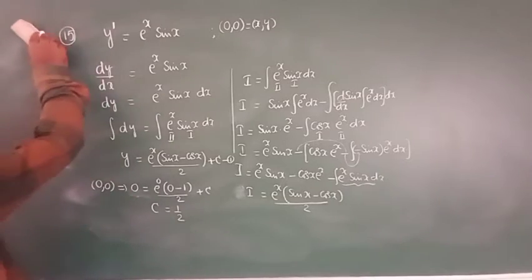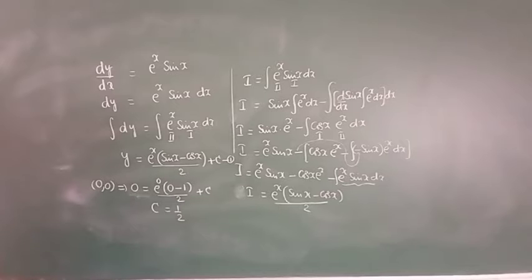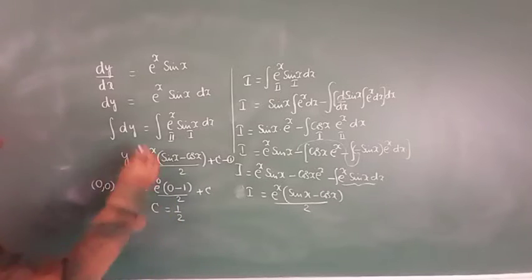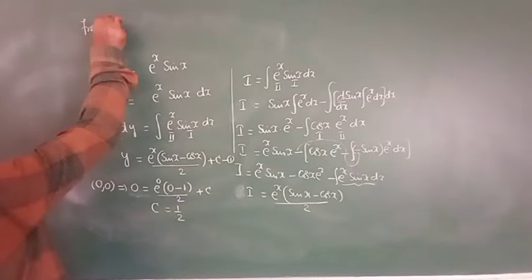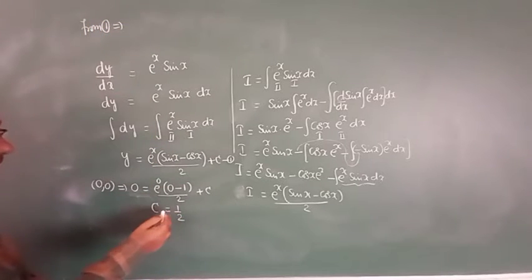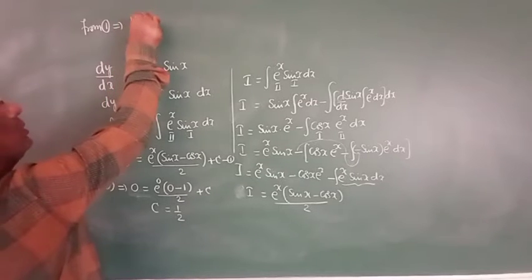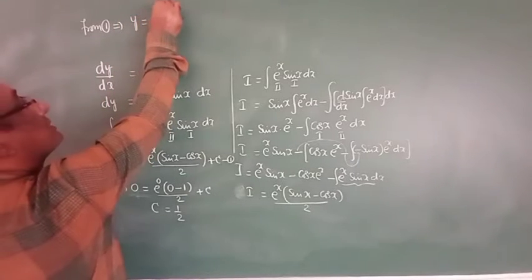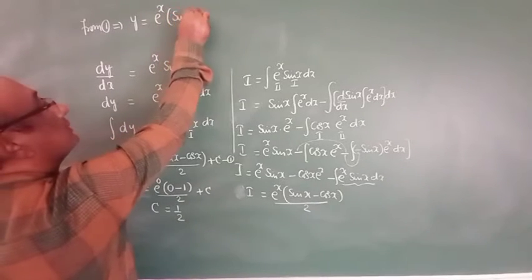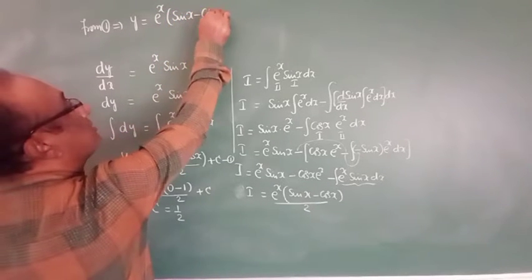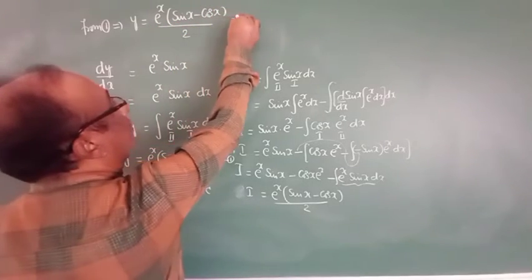Substitute in place of C and write down the equation. Substitute C from equation 1. Substitute C is 1 by 2. So that is y is equal to e power of x under bracket sin x minus cos x, sin x minus cos x upon 2. C value is 1 by 2.